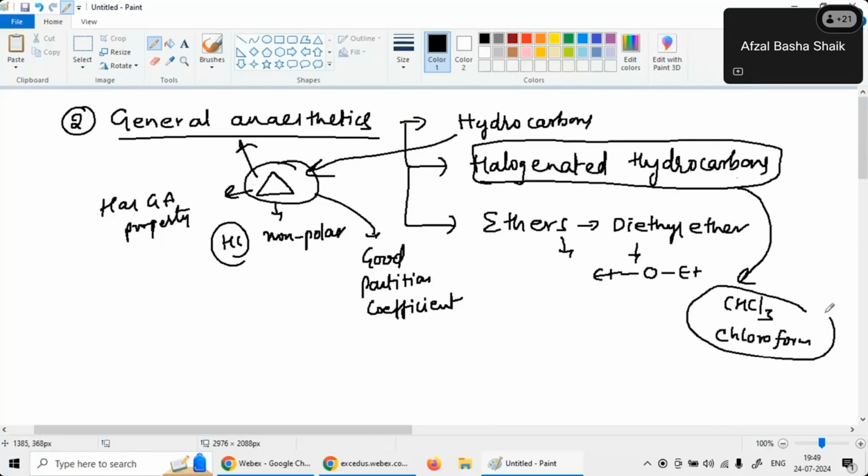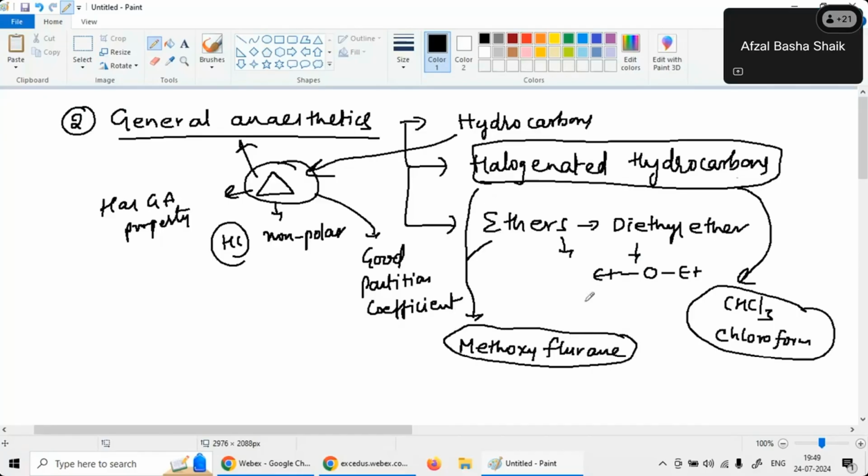We know that chloroform is also an anesthetic. There are compounds which contain both halogen as well as ether. There are ethers we have observed. Like for example, if you take methoxyflurane. What is that? Methoxyflurane contains a methoxy group. It is an ether or not?